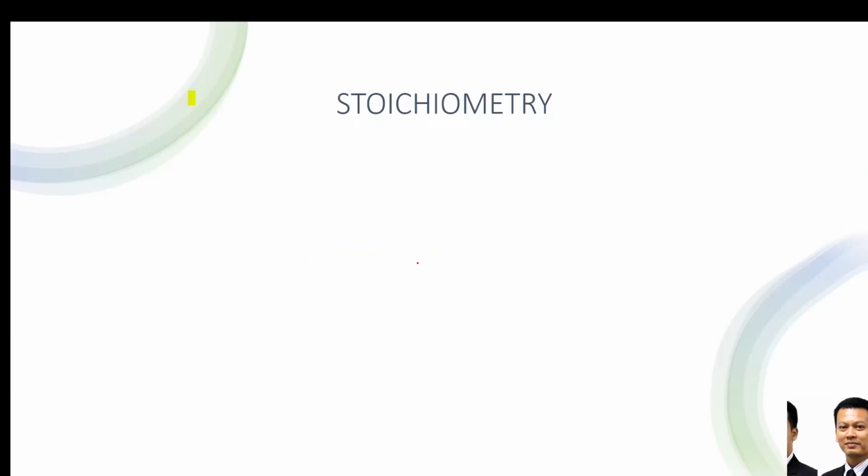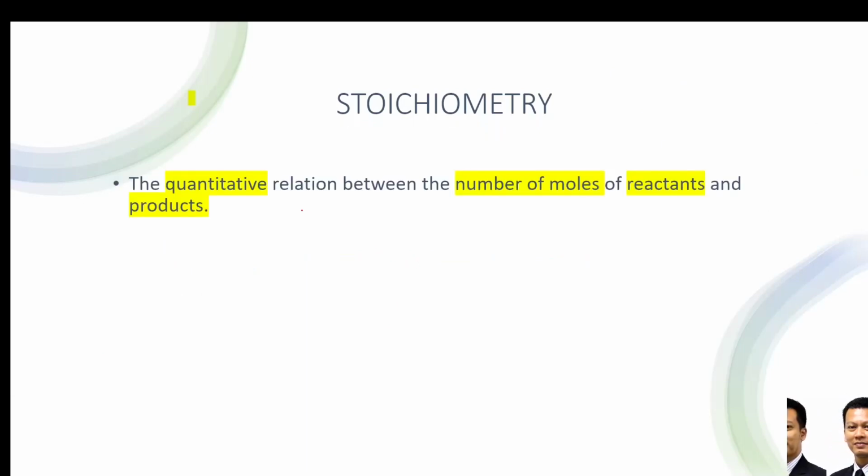So what is stoichiometry? It is a quantitative relation between number of mole, so it is important here, mole of reactant and product. Whatever you do for stoichiometry, we need to find the number of mole first.